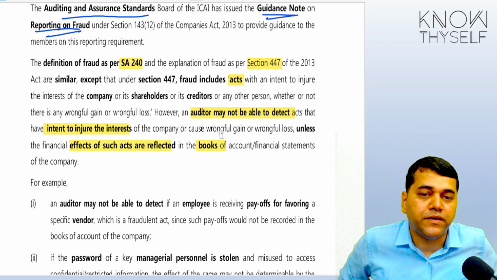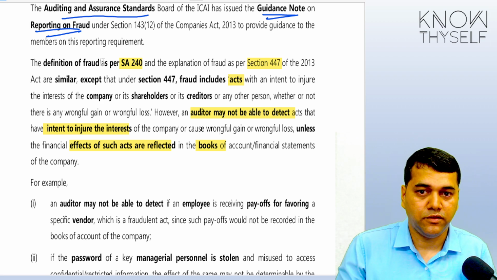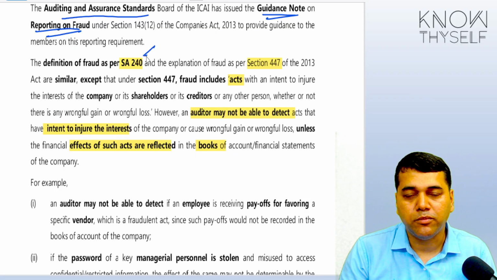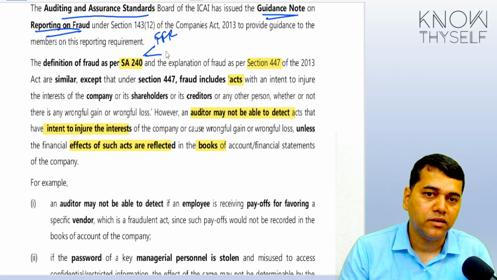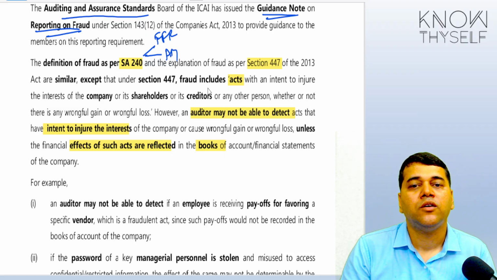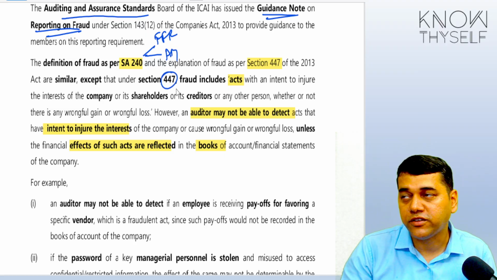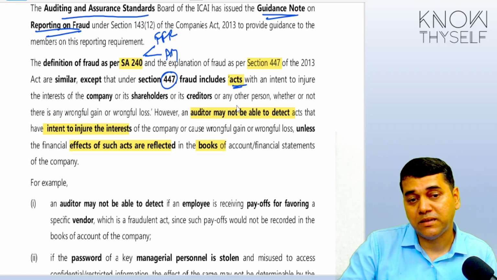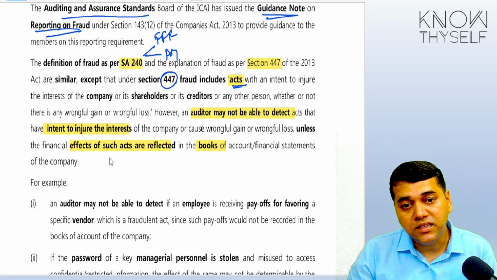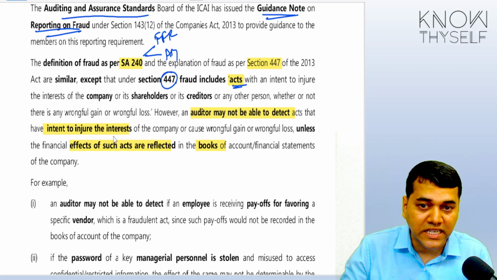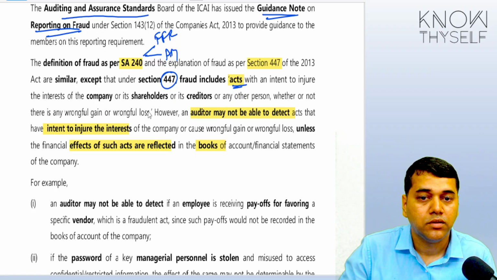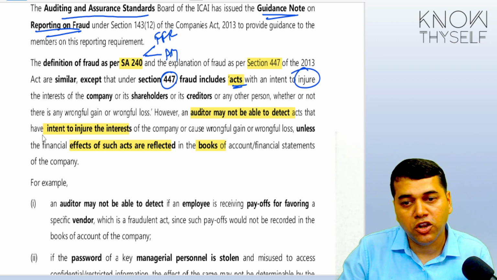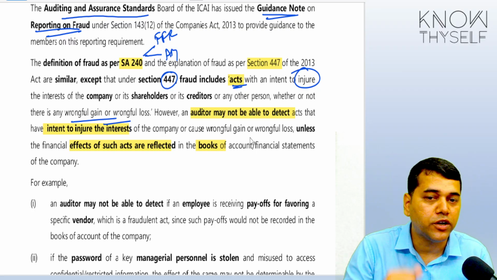Like, for example, what type of examples of fraud are they talking about? See, they have given one, understand. There is no question here, but you understand. SA 240 talks about two types of fraud: fraudulent financial reporting and asset misappropriation. Now, if you talk about section 447, which you have to report, they say that fraud includes such acts also where somebody must have committed, whether they gained or not. So their intention is to create a problem, with the intent to injure the interest of the company, whether or not there is a gain or wrongful loss. Now we got into a catch.